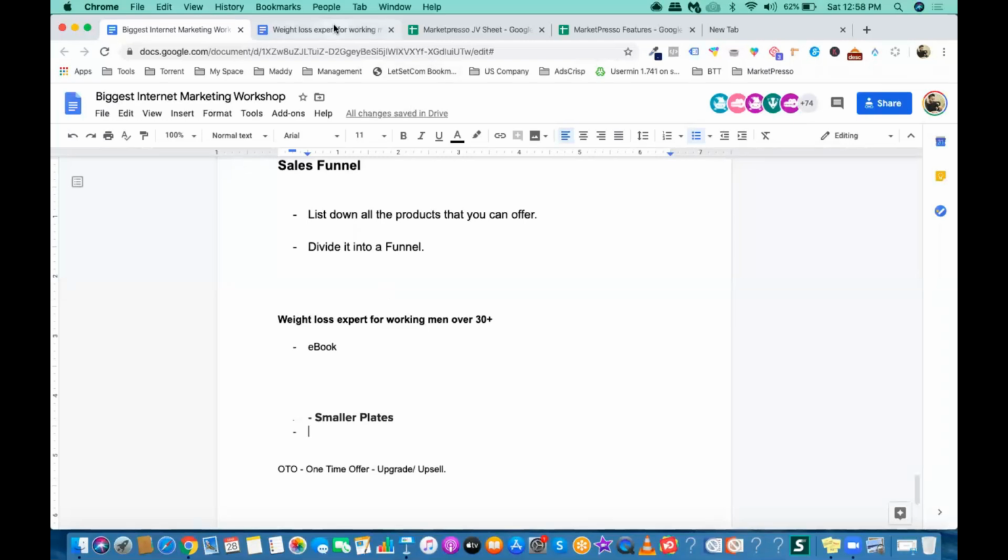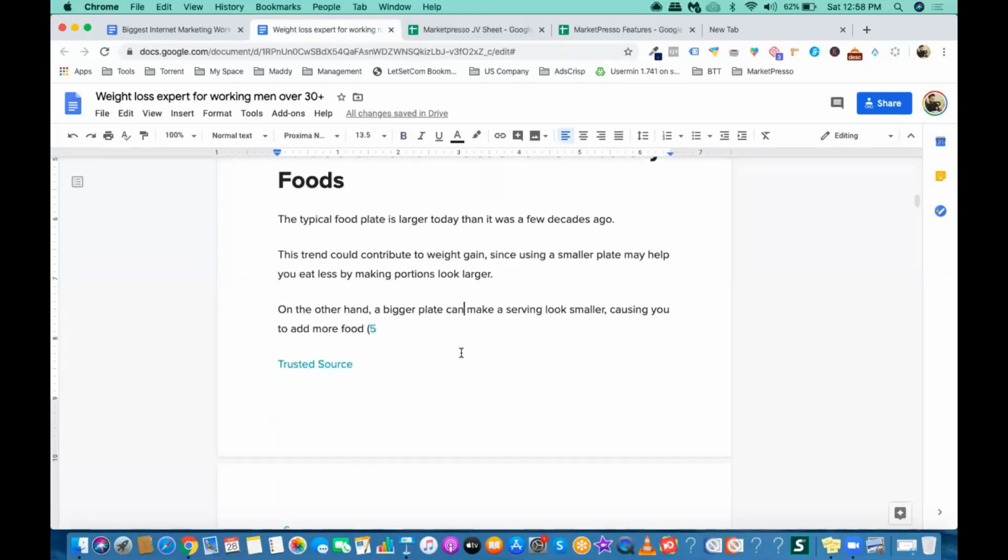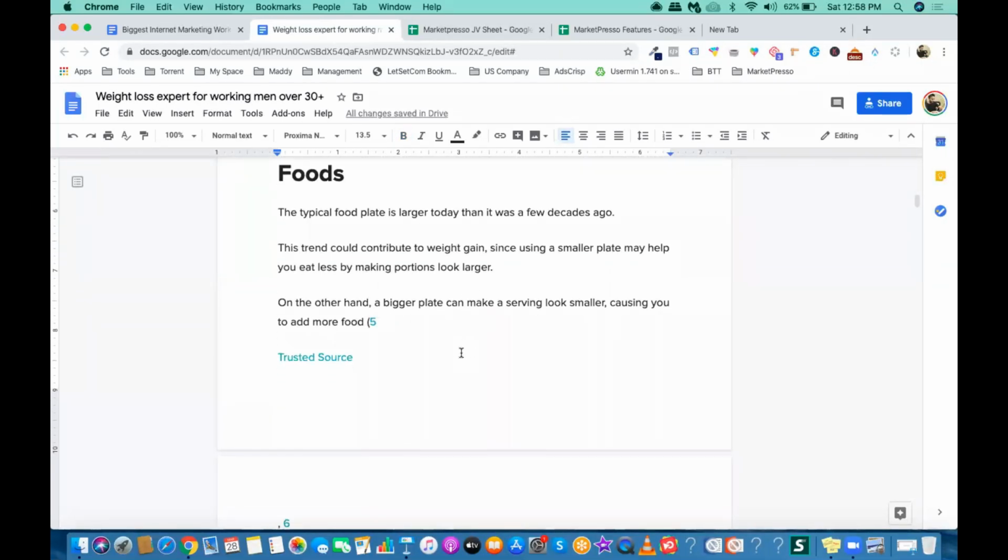All right, let's move ahead. So what we are doing is we are writing down the clues for what all things we can add into our funnel. So the first thing is using the smaller plates. So this is something that we have got. Then what about next? Food play a few decades ago.